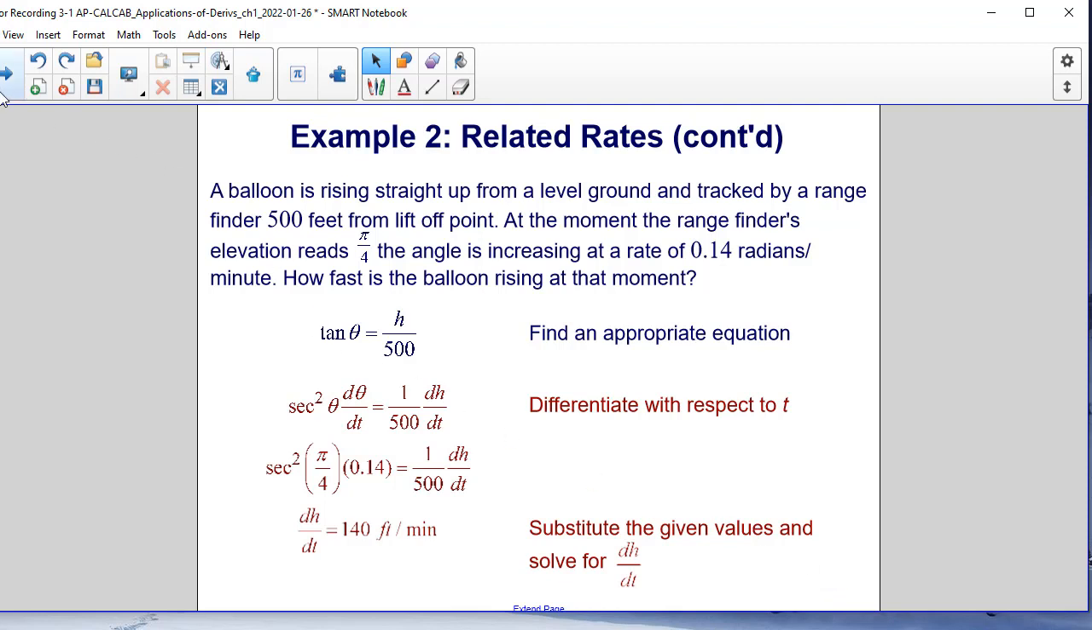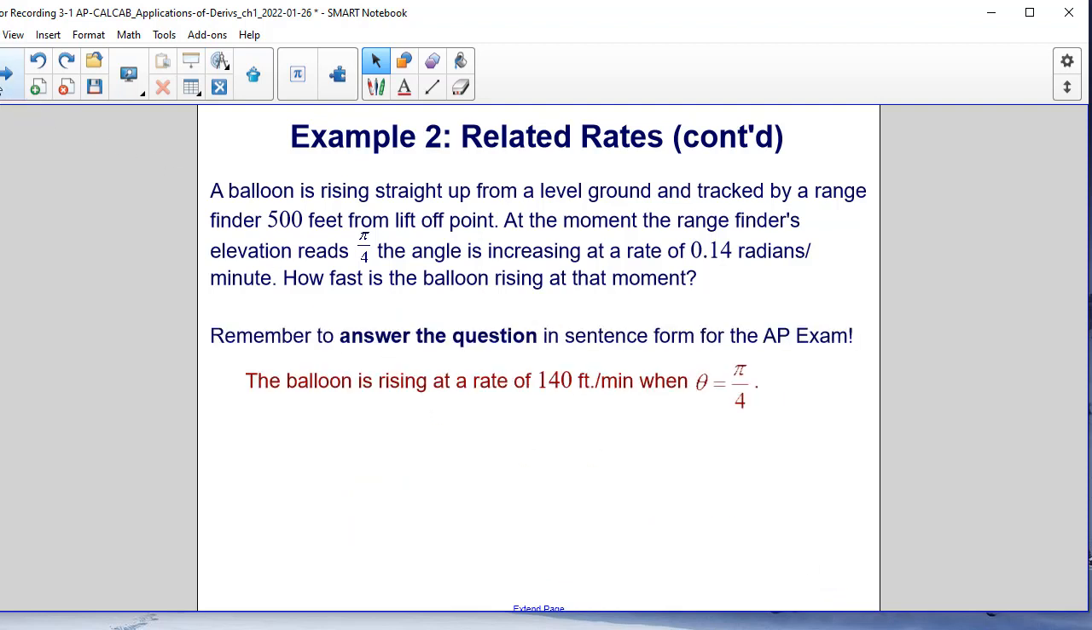However, there's one more step. Don't forget to write your answer as a complete sentence. So a sample would be, the balloon is rising at a rate of 140 feet per minute when theta is equal to pi over 4.